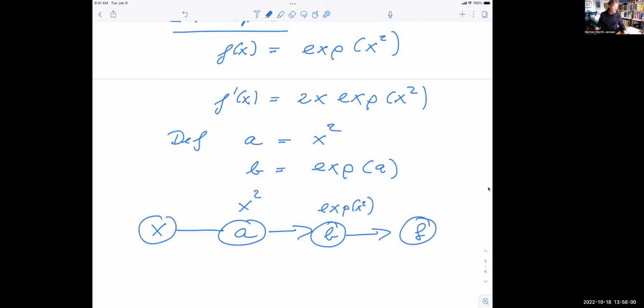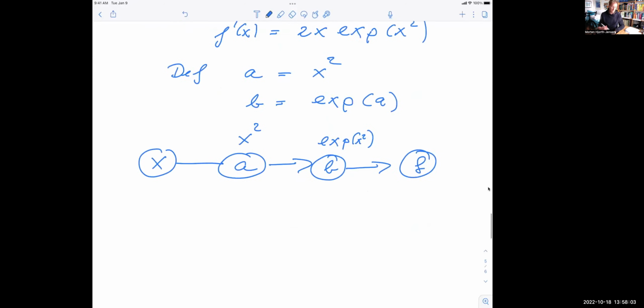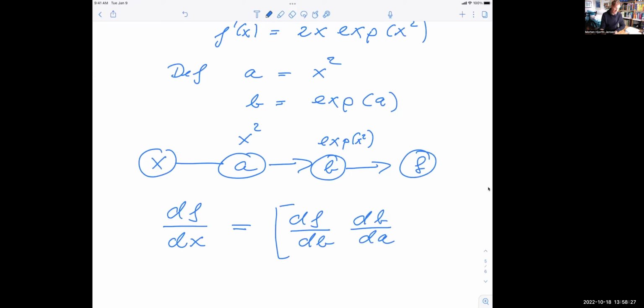If we now look at this from a derivative point of view, we would now have df/dx. We could write this if we simply use the chain rule. So we would have df/db, and this is multiplied with db/dA. And if we put it like this, we can then multiply it with dA/dx.